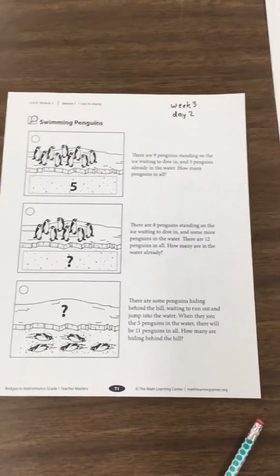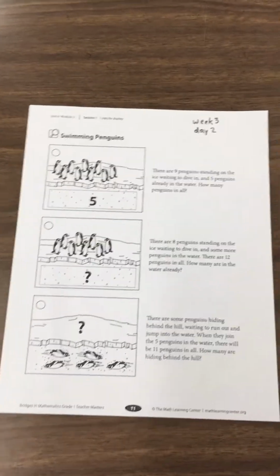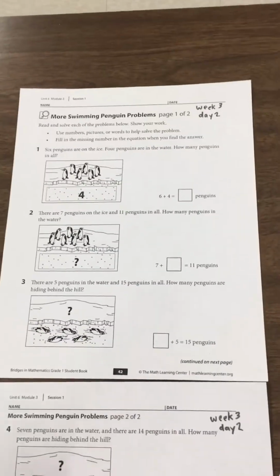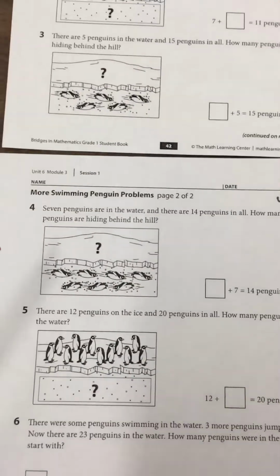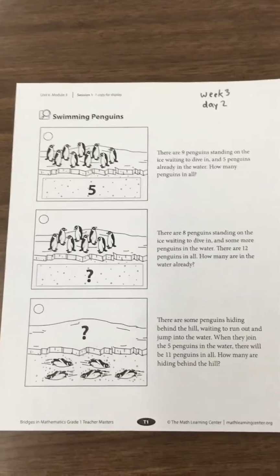All right, first graders, I need you to find your pages that have swimming penguins on them. And then there's also the more swimming penguin problems, page 1. See how this is page 1 of 2 and page 2 of 2? That just means you've got to look for 2 pages. 1, 2. So right now we're going to practice on this page.